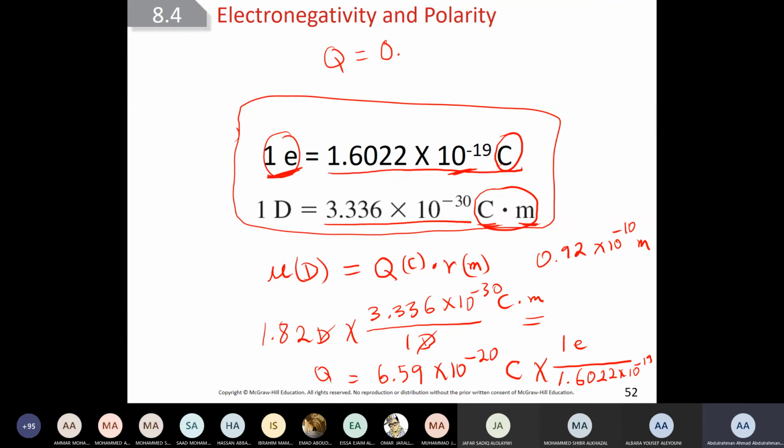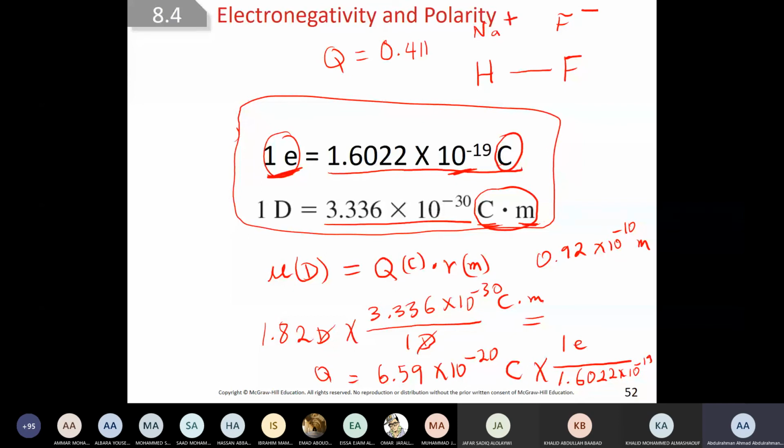Zero point 411. Who got the same answer? Yes, 0.4. Now I can write what the charges are. You remember when we write an ACL or an AF, how do we write it? We write minus here, minus 1, and here plus 1.